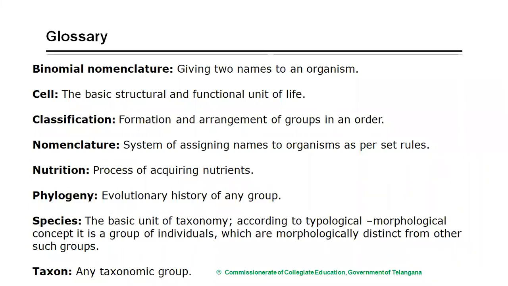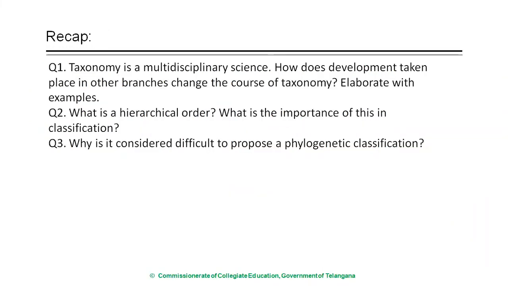So this was the introduction to plant taxonomy as well as the principles of plant systematics. Taxonomy is also called plant systematics. Systematics is the arrangement of things in an orderly, legitimate manner. These are some glossary terms we discussed while explaining these topics. You have to recapitulate these questions.